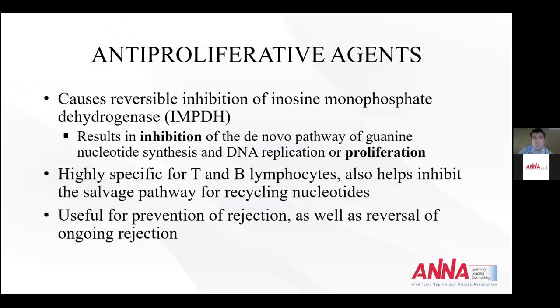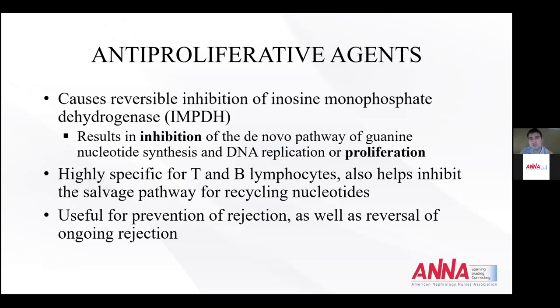These are the go-to agents for really making sure the patient doesn't have rejection. Probably more important, honestly, than tacrolimus. It helps inhibit the salvage pathway, which is nice. So what does that mean?